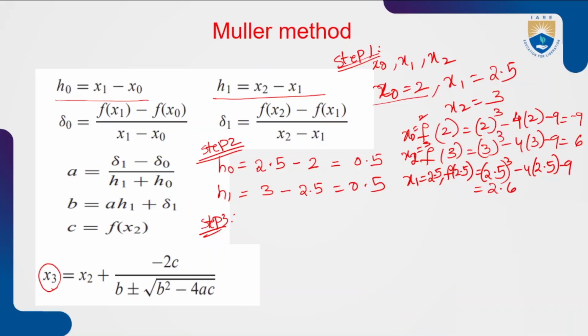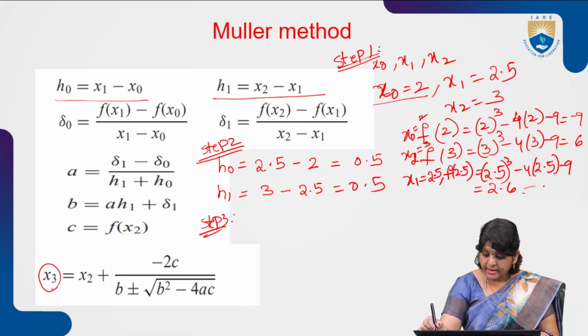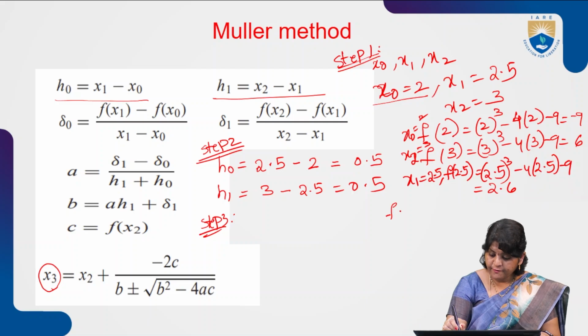We need to check in the calculator. 2.5 whole cube minus 4 into 2.5 minus 9 is minus 3.375. So f of 2.5 is minus 3.375.